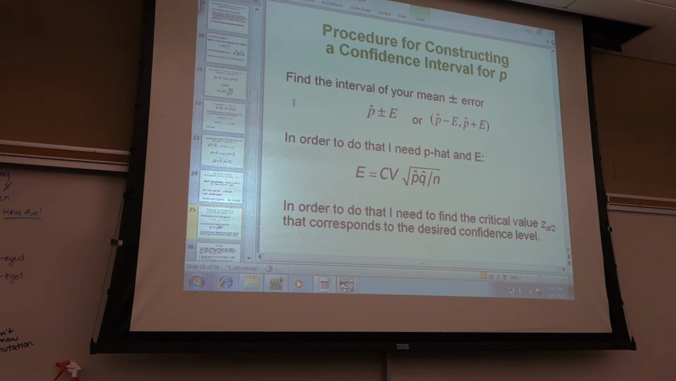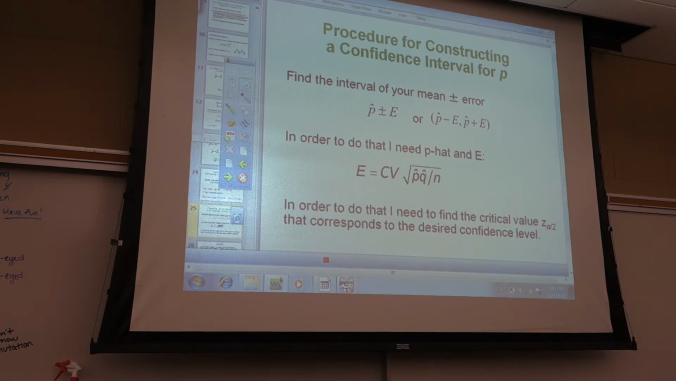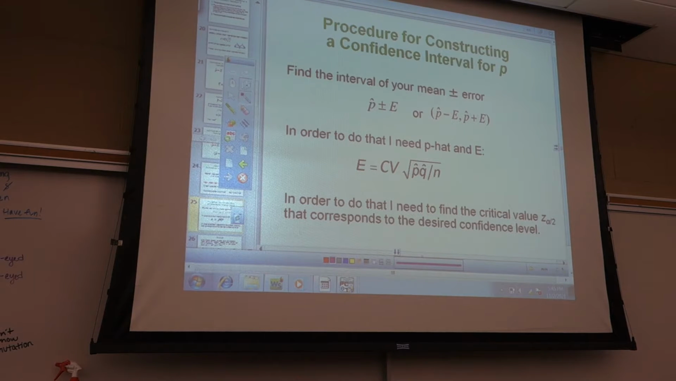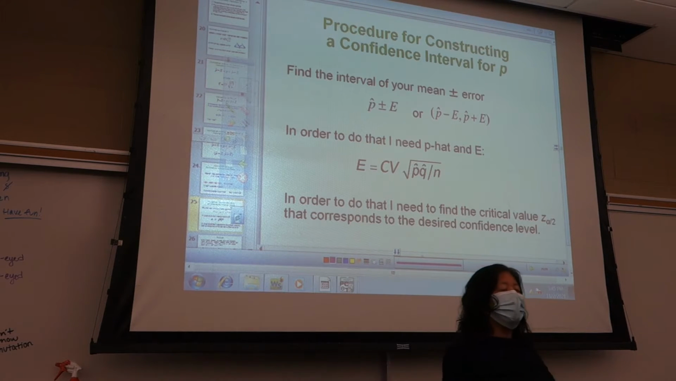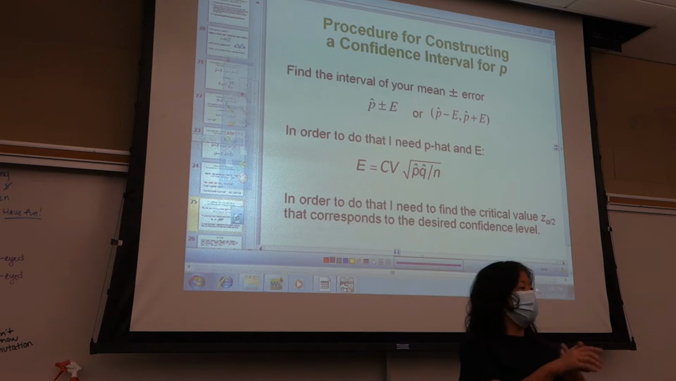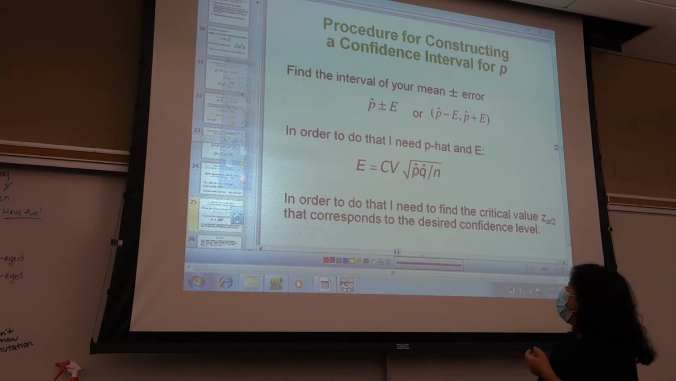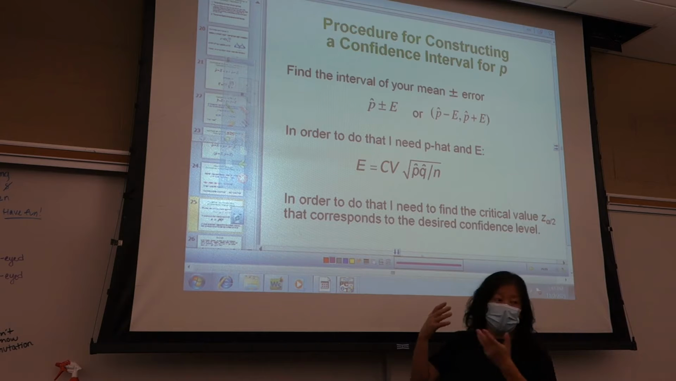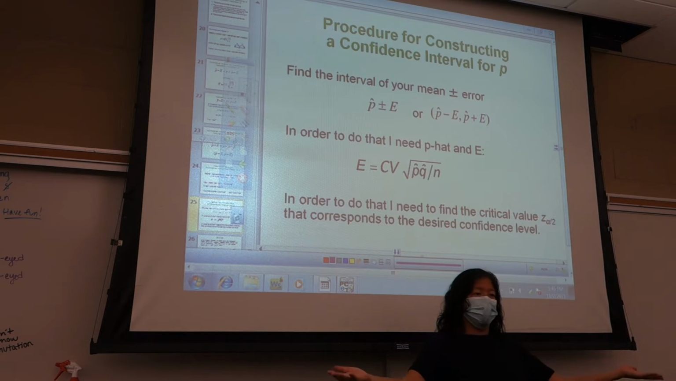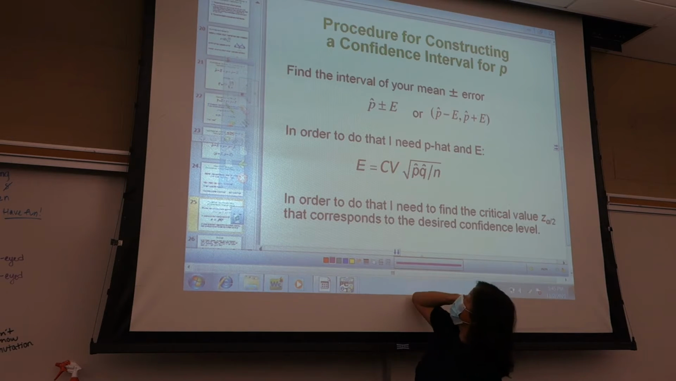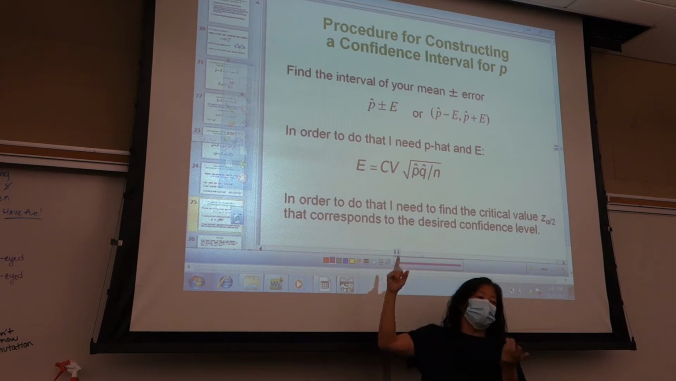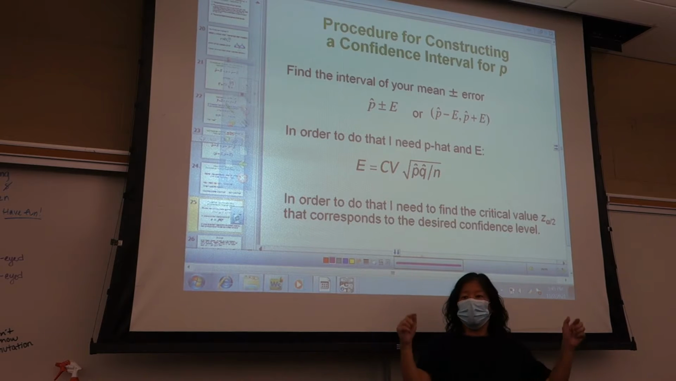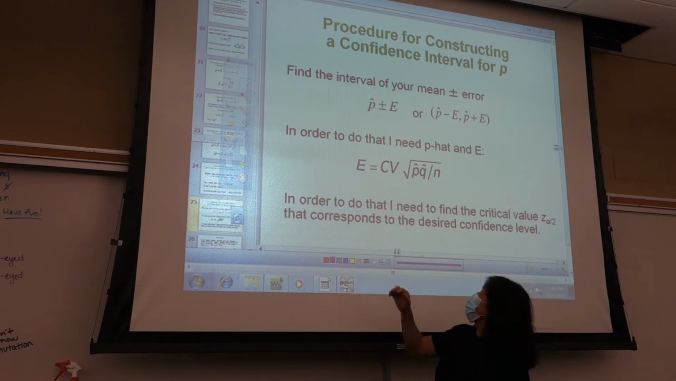Okay. So there's a procedure to find your confidence interval. My confidence interval is p hat minus e, comma p hat plus e. In order to do that, I need p hat and I need e, right? You'll be given p hat. And for e, my critical value, I find that from my confidence level. You look it up on the table at the top of your page.